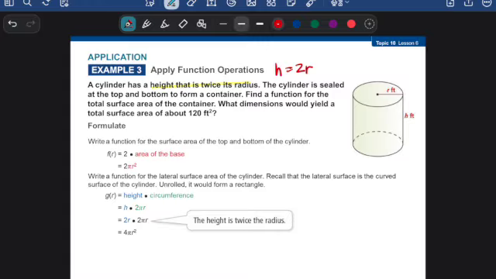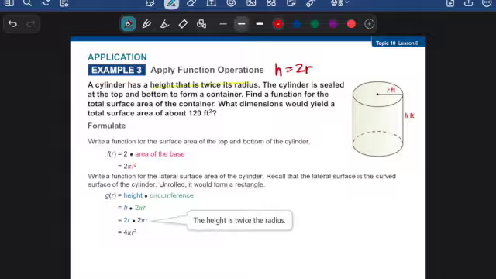The cylinder is sealed at the top and the bottom to form a container. Find a function for the total surface area of the container. So I'm just looking for everything on the outside of the container. If I were to wrap it in wrapping paper, what is the perfect amount of paper that I would need?